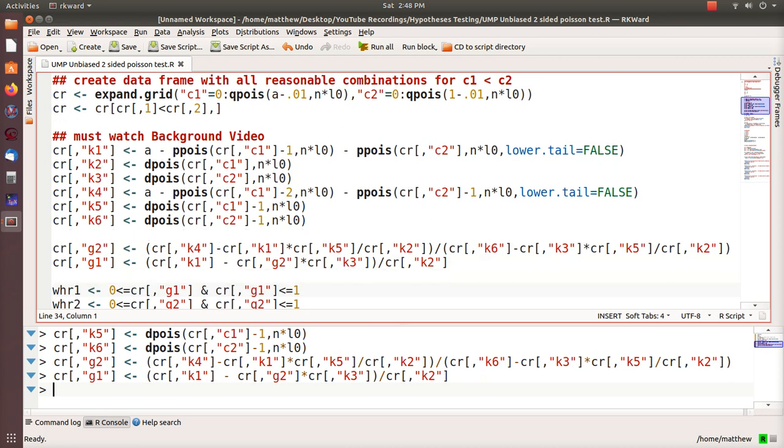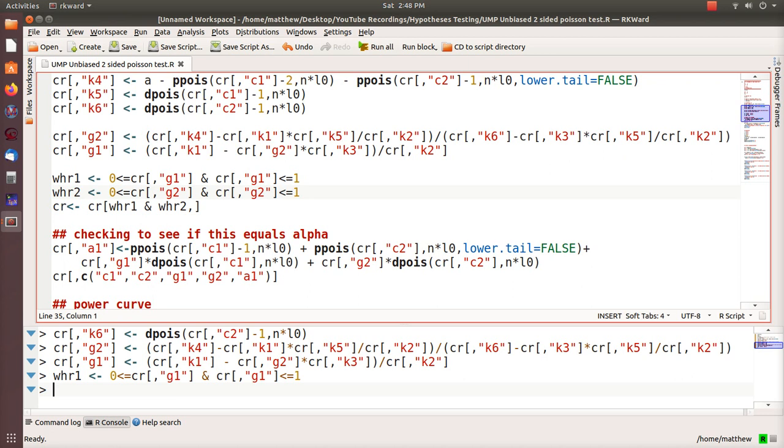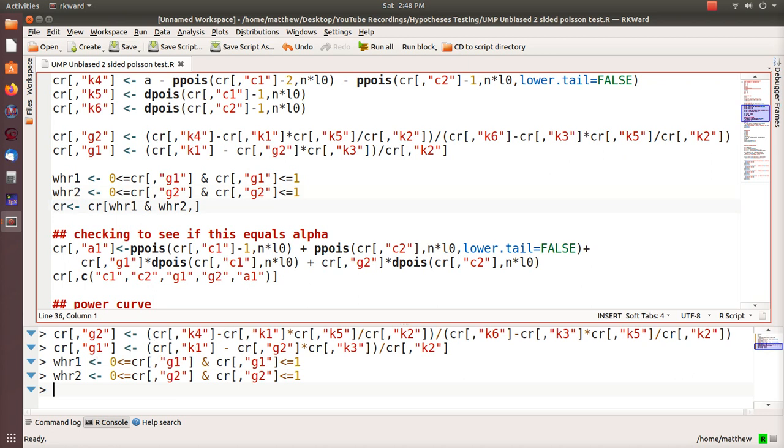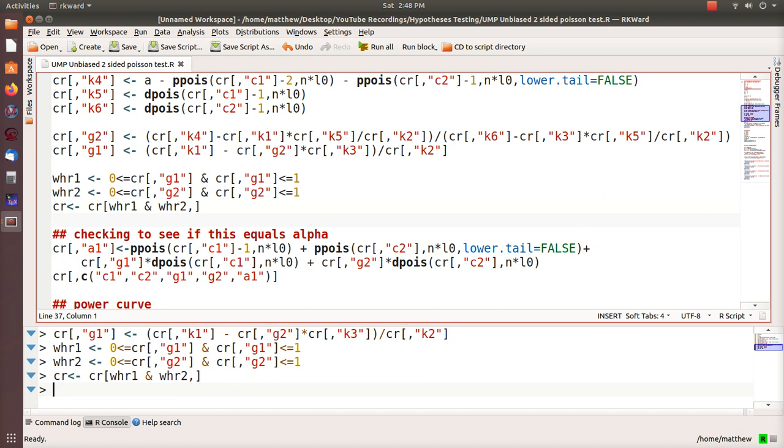Now, since gamma 1 and gamma 2 are part of the test function, they have to be between 0 and 1. So we isolate all the gamma 1 and gamma 2 that are between 0 and 1 and remove all the others. Well, it turns out there is a unique solution to that.